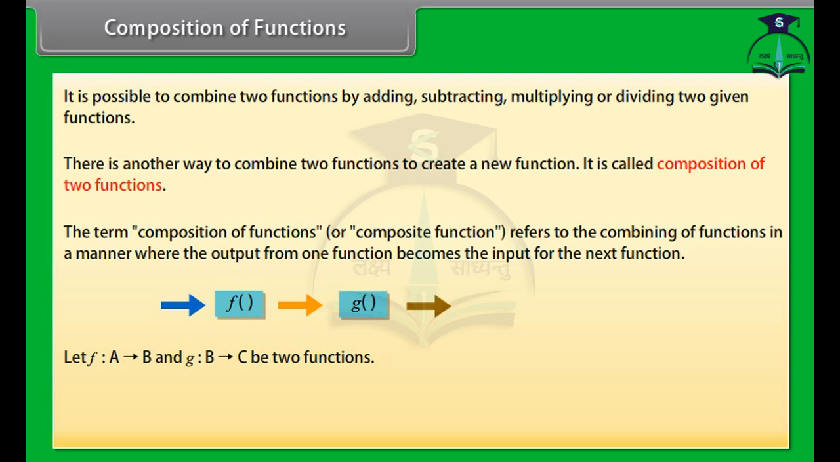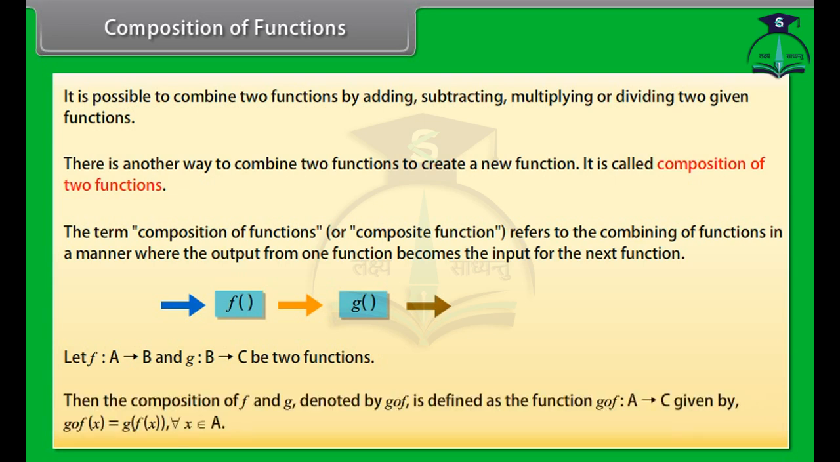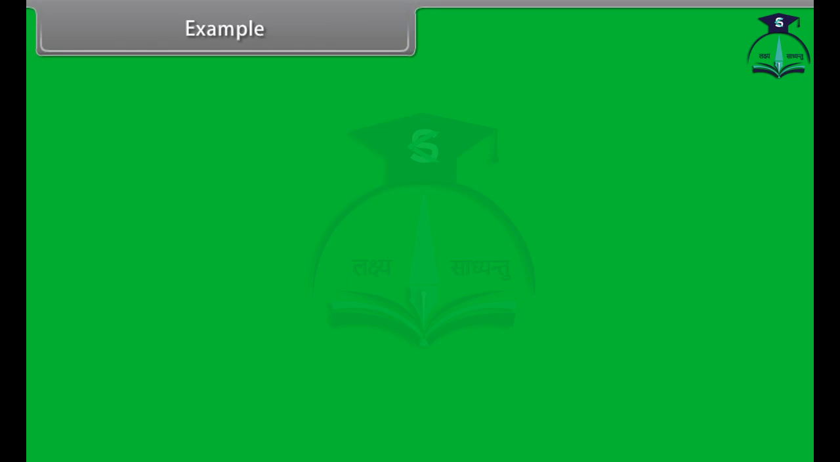Let function f from A to B and function g from B to C be two functions. Then the composition of f and g is denoted by g∘f, defined as the function g∘f from A to C given by (g∘f)(x) = g(f(x)) for each x belongs to A. Example.